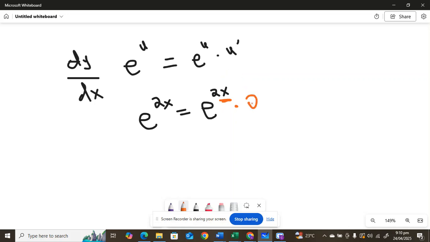Thank you. Yes, 2. So your answer, you can leave it like this, or you can rearrange it and you write 2e to the power 2x. Any questions?